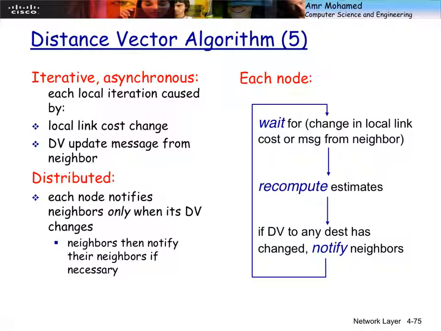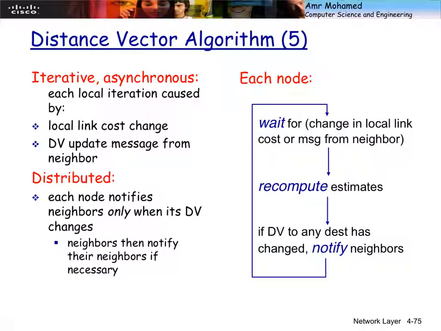Which means that this recomputation is triggered when the cost changes. Okay. Of course, distance vector routing protocols have two schools.